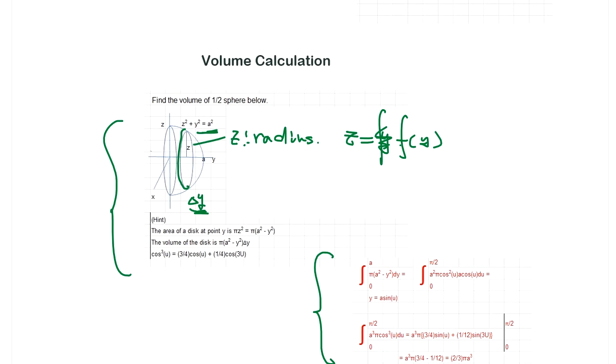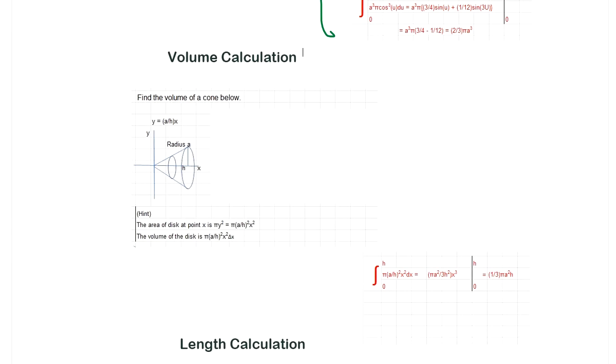Another volume calculation. Again, the easiest way is to get the disk here, and the disk radius is a function of x, and that gives you the radius. So here's the answer. We give you the answer.